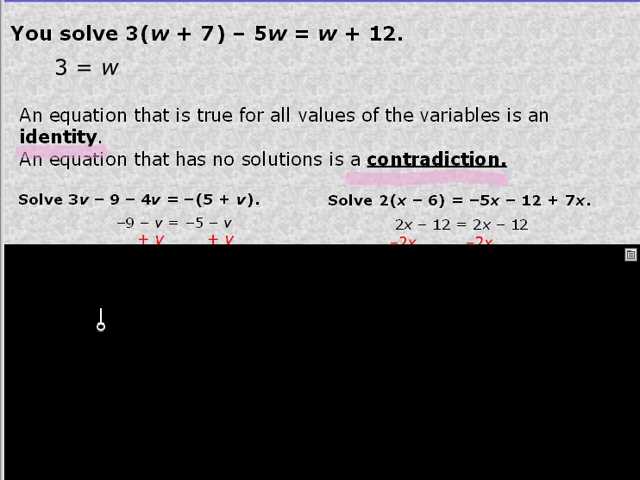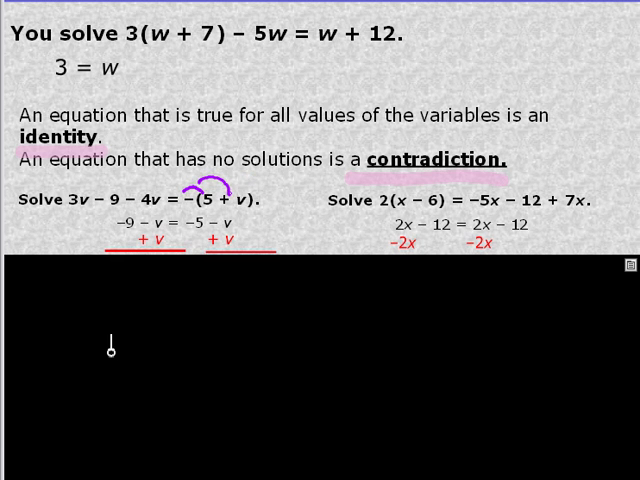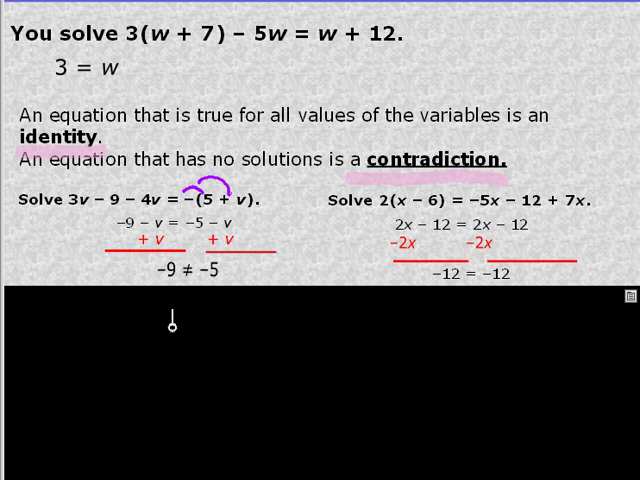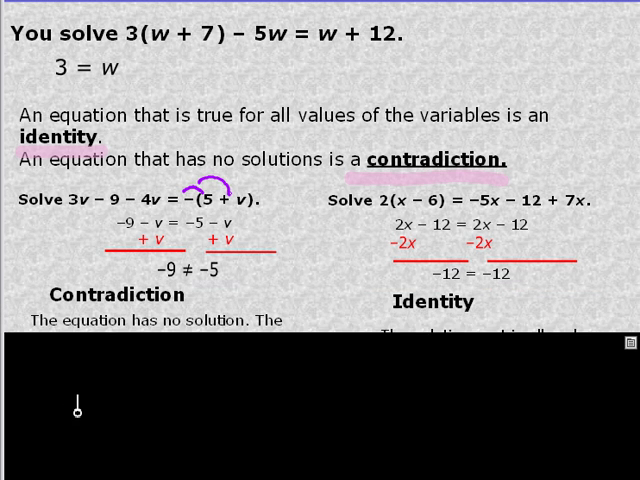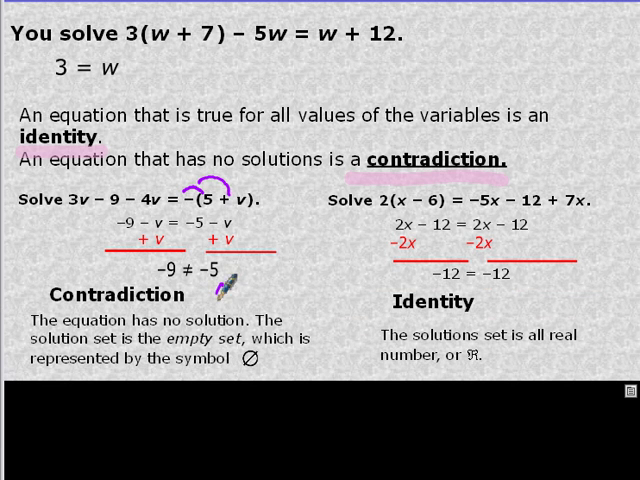All right, the first thing they did over here, let's look at one at a time. Distribute the negative sign, don't forget to do that. Then they add the v to both sides, and look what happens. We end up with just negative 9 equals negative 5. Negative 9 is never equal to negative 5, so that means there's no value of v that is going to make this equation true, which means it's a contradiction. The solution then is the empty set, which we talked about in Chapter 1.